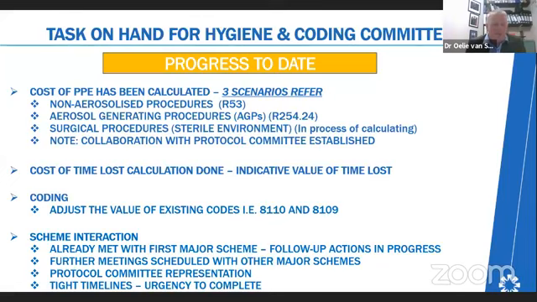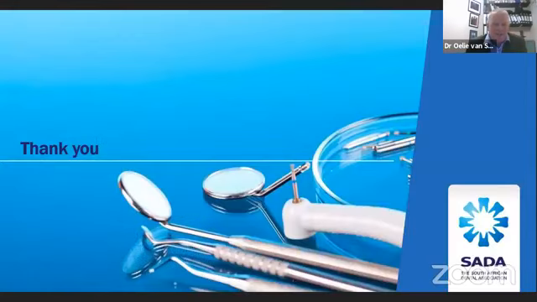And then lastly, there are extremely tight timelines. There's immense urgency to complete this task as quickly as possible, to start ensuring that the cost of PPE can be claimed by all members. And that's the end of it. Thank you very much.